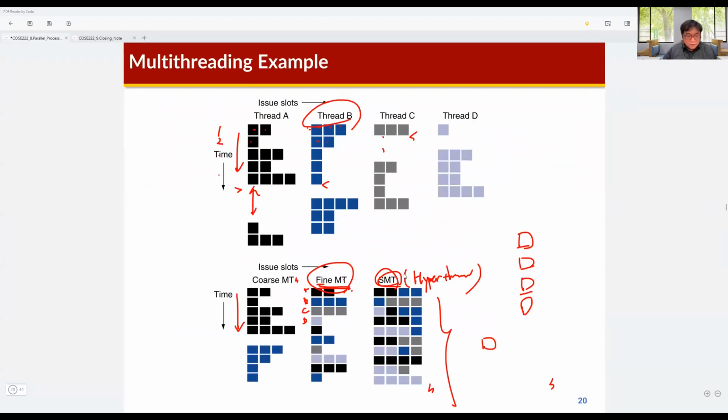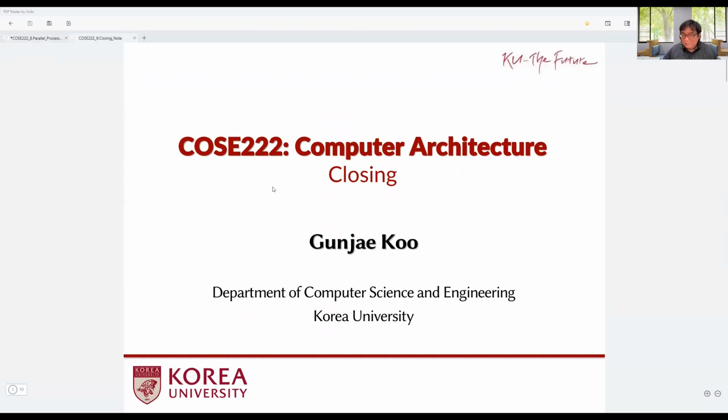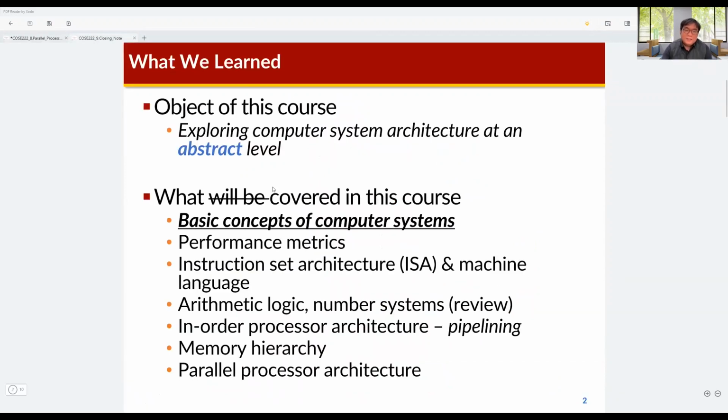Okay. So I will conclude this course. What we learned: we learned about some computer system architecture at an abstraction level. I believe some students remember this syllabus slide. So what was covered in this course?